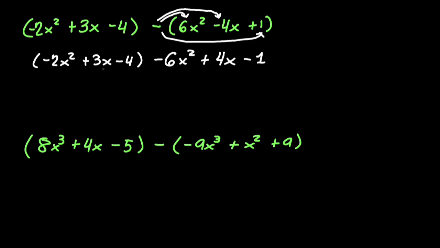So now, combine like terms once again. So it will be this x squared. Negative 2 minus 6 would be negative 8x squared. Next up is this x variable. It has a similar term on the other side. So 3 plus 4 would be 7x. For this, negative 4 and negative 1. Negative 4 minus 1 would be negative 5.